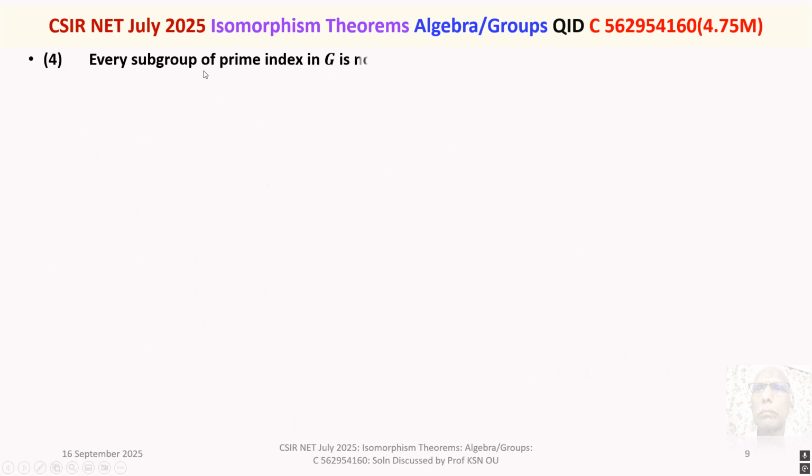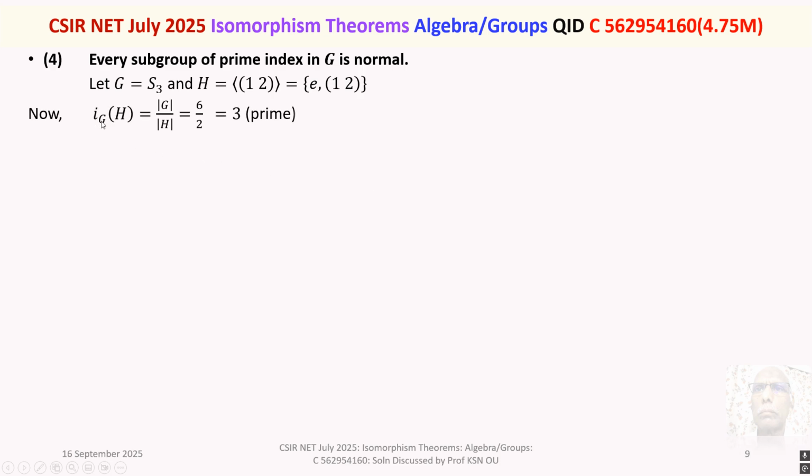Every subgroup of prime index in G is normal. Not necessarily. We have a counterexample. Let G be equal to S3, the symmetric group on 3 letters, and H be the cyclic group generated by the transposition (1 2), which is equal to {identity, (1 2)}. Now the index of H in G is the order of G by the order of H. The order of S3 is 6, and the order of H is 2, so the index is 3, which is a prime number. But H is not a normal subgroup of G.